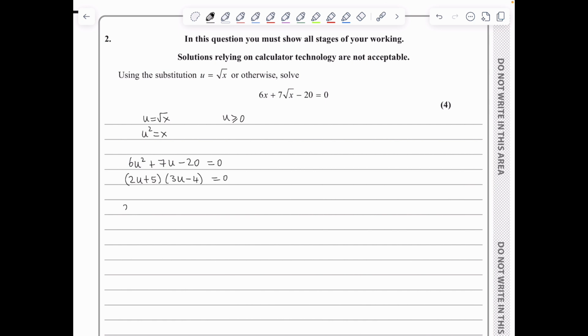So we're looking at 2u plus 5 being equal to 0, or alternatively 3u minus 4 being 0, which means that 2u is negative 5, and therefore u is negative 5 over 2, which is rejected because we said that u has to be greater than or equal to 0, or alternatively 3u is equal to 4, which means that u is 4 over 3. Now recall that u is root x, so we've got root x is 4 over 3. So x is 4 over 3 squared, which means that x is 16 over 9.